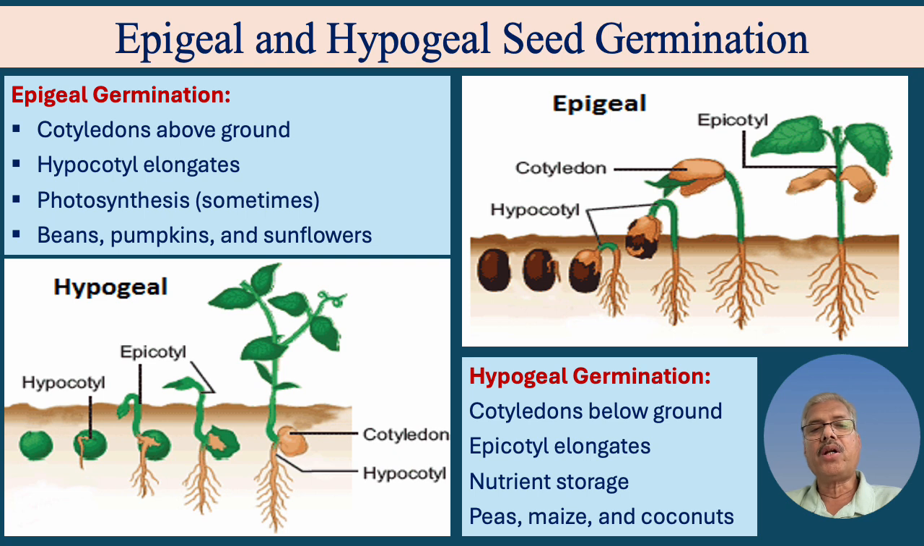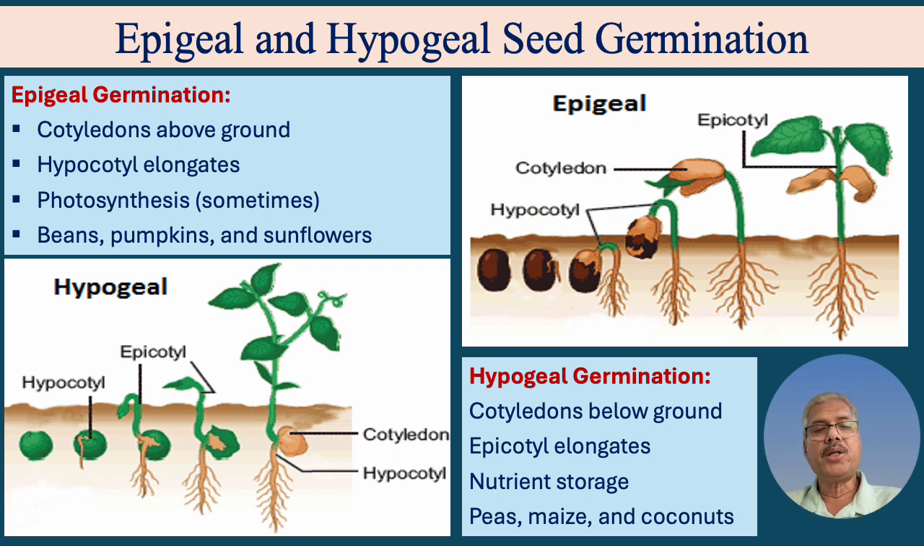The cotyledons are exposed to light. The hypocotyl forms a hook shape to protect the delicate plumule, that is the embryonic shoot, as it emerges. Examples include beans, pumpkins, sunflowers, etc.